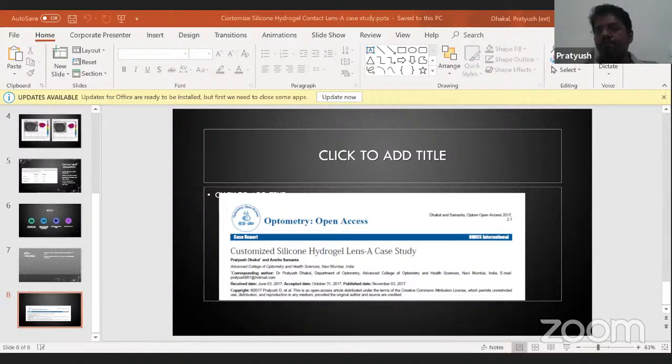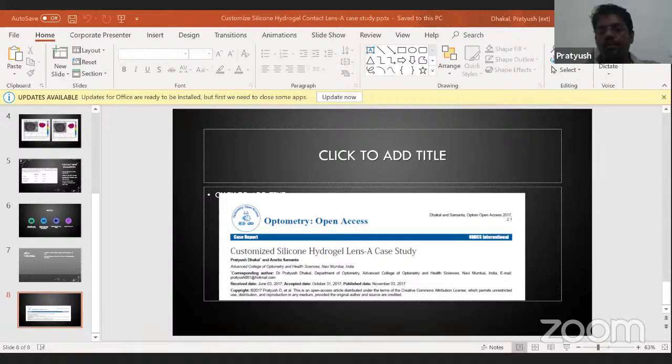I forgot the name of one company. It's a Singapore-based company that has a plant in Delhi. They have also started making customized silicone hydrogel lenses. I extremely forgot the name. This Purecon, yeah, it's Purecon. I think they have started making silicone hydrogel lenses.